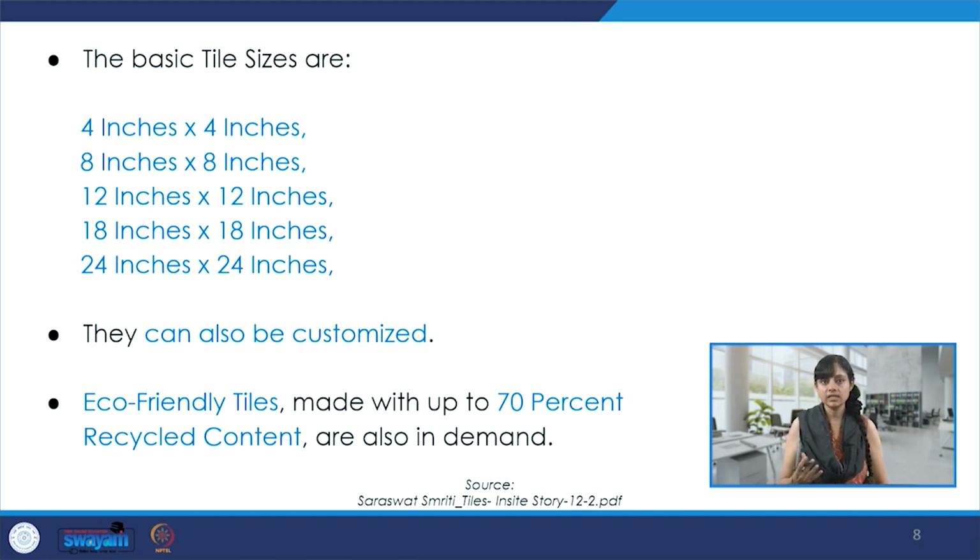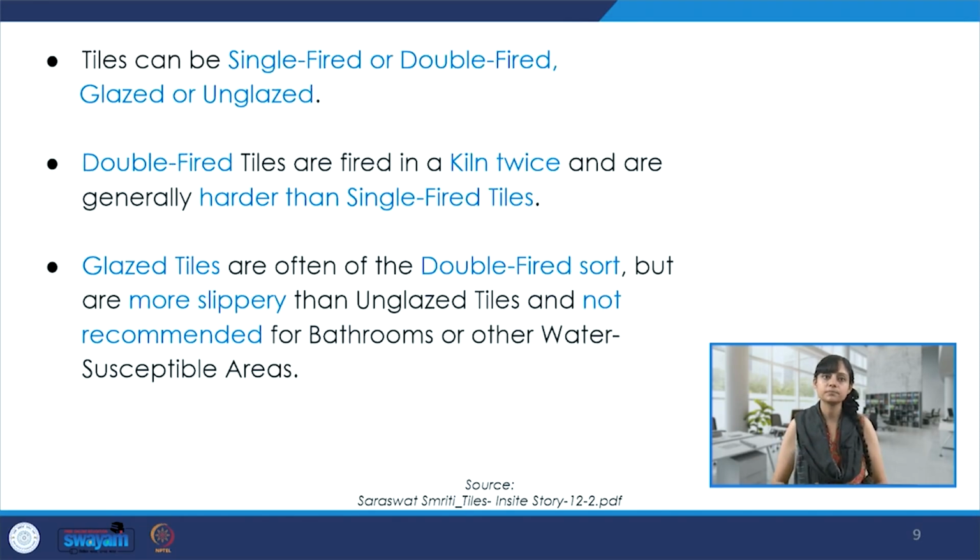So basic tile sizes which are like sort of standard and that could be found within the standard industry practices are 4 inches by 4 inches, 8 inches by 8 inches, they could be 12 inches by 12 inches, 18 by 18 or 24 by 24, and like I said they could be customized. Eco-friendly tiles which are made up of 70% of the recycled content, they are highly in demand. So we could also talk about recyclability, circularity, and then custom design tiles based on that.